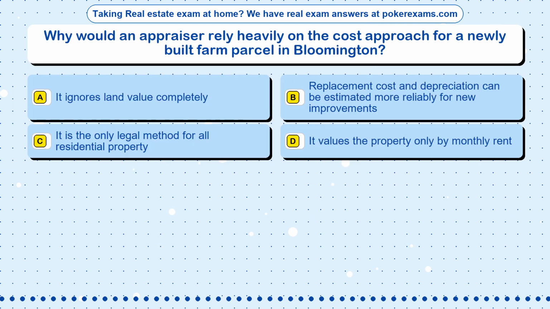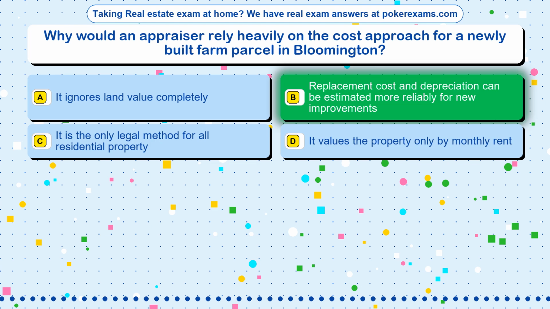Question 82. Why would an appraiser rely heavily on the cost approach for a newly built farm parcel in Bloomington? Option A. It ignores land value completely. Option B. Replacement cost and depreciation can be estimated more reliably for new improvements. Option C. It is the only legal method for all residential property. Option D. It values the property only by monthly rent.